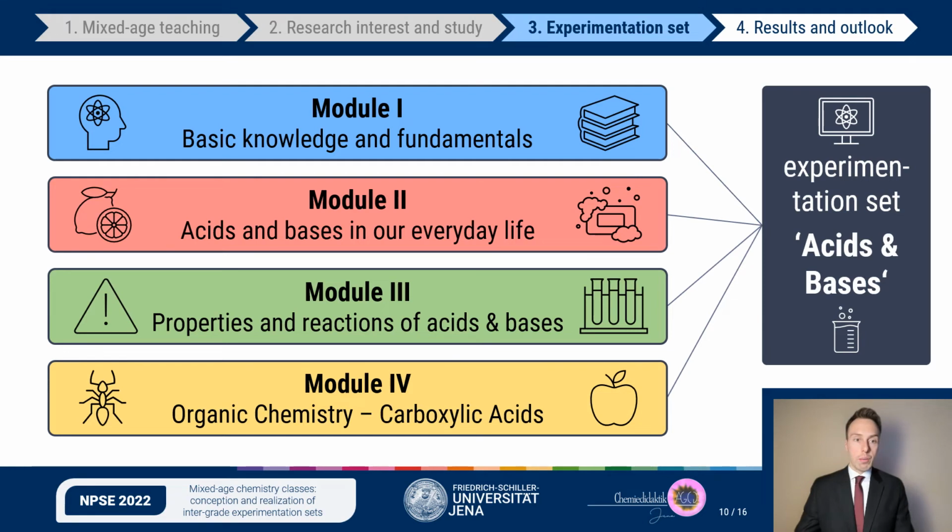The remaining 3 modules consist exclusively of experiments. Each module is subdivided into individual stations, which are either of a theoretical or experimental nature. The curriculum for chemistry teaching in Thuringia forms the basis for the content to be worked on in the stations.